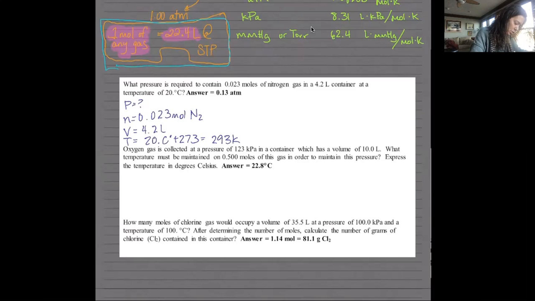I've got pressures, volumes, moles, and temperatures. So that tells me that I need the ideal gas law.